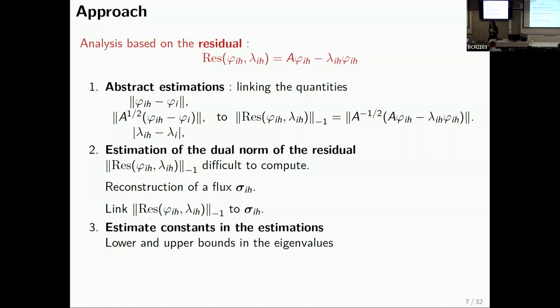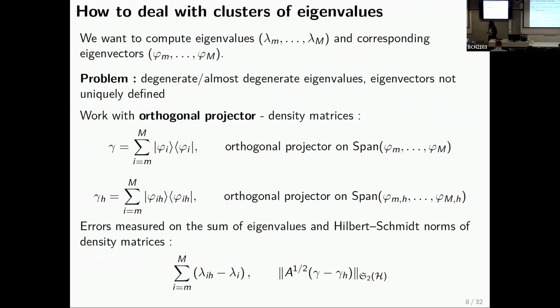And so then the third step is to estimate a few constants that appear in those abstract estimations. And these involve lower and upper bounds in the eigenvalues. And so I will show how we can kind of estimate those in order to have bounds for the whole thing. And at the end we just gather everything together.